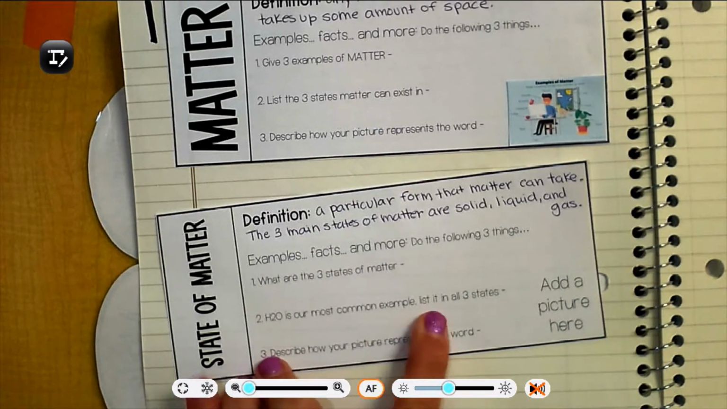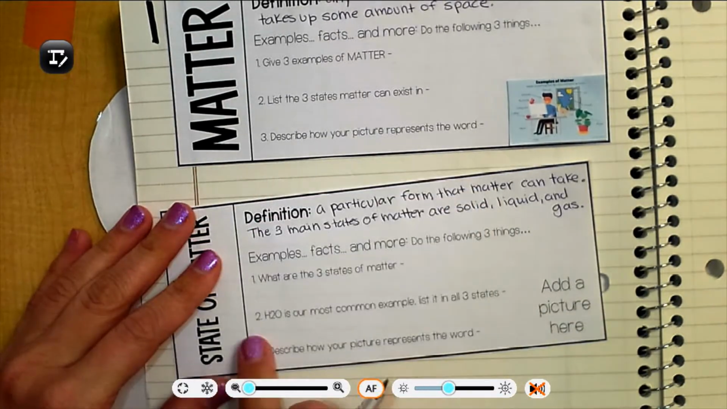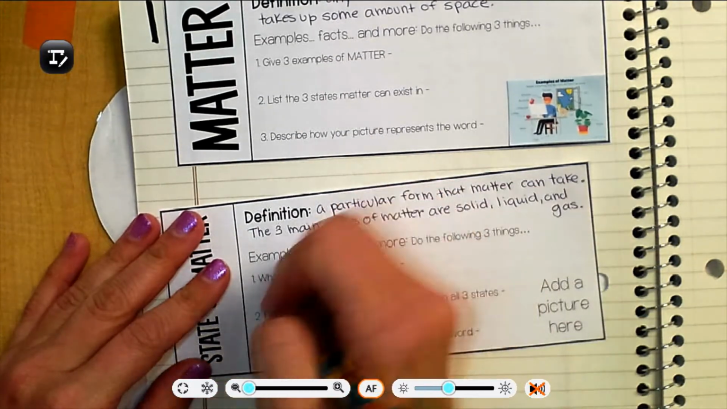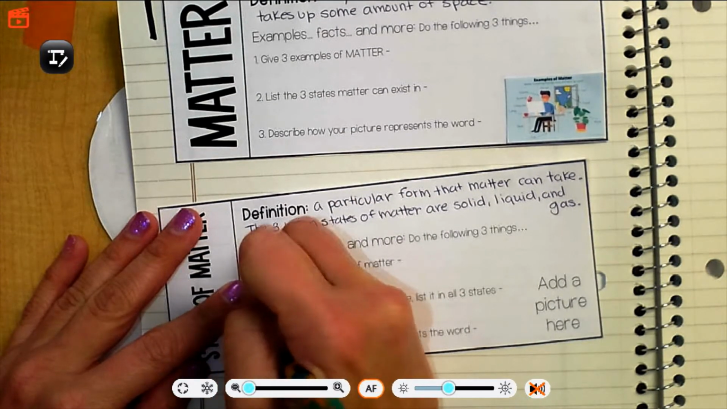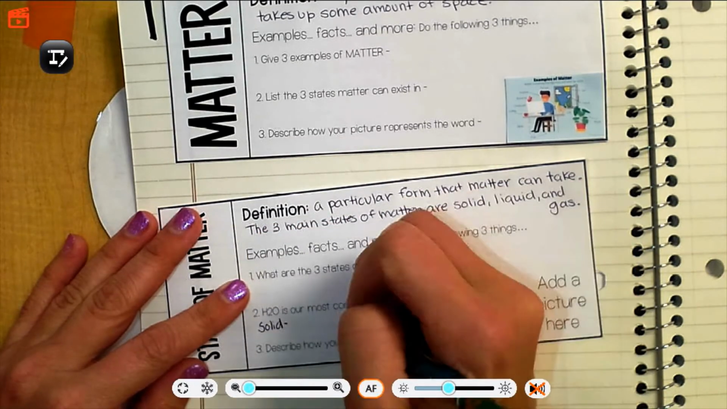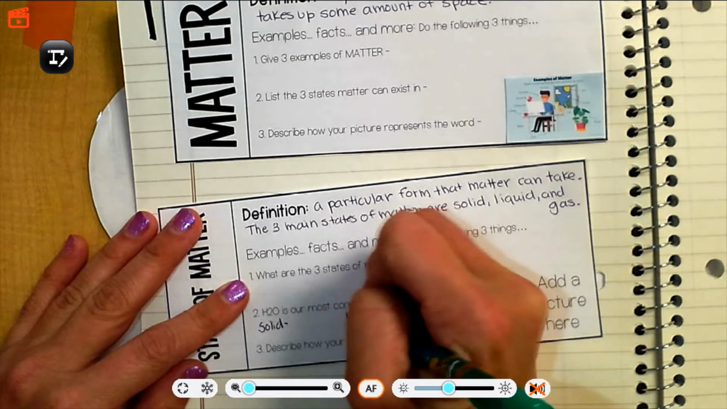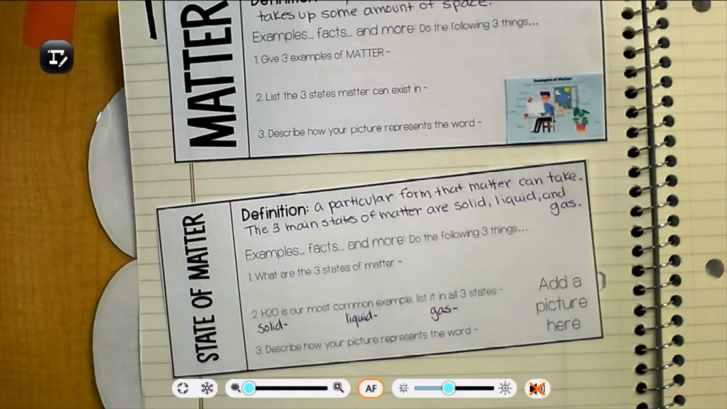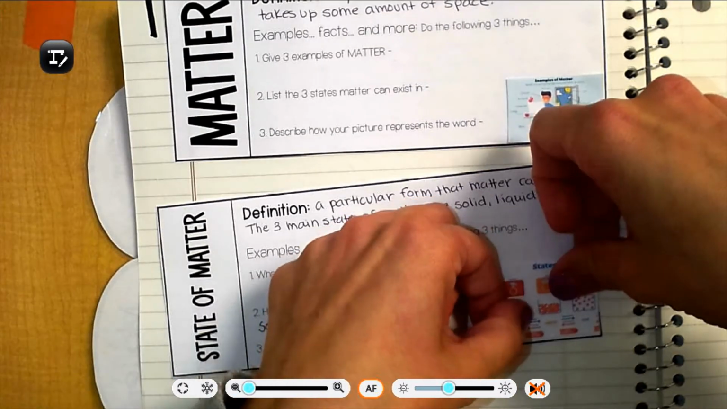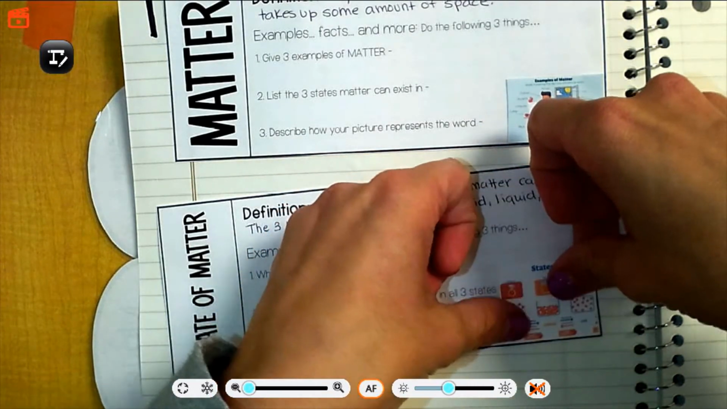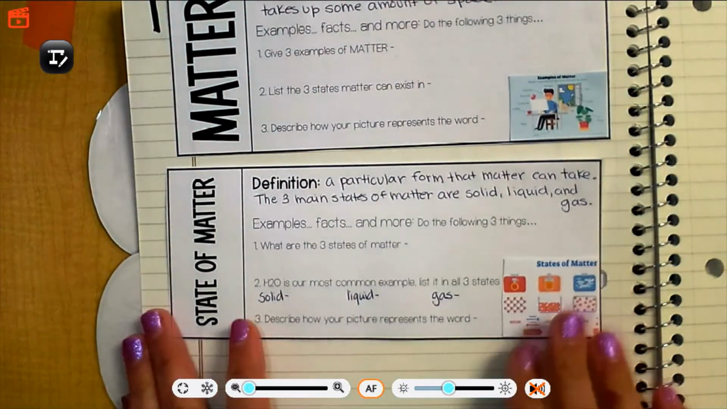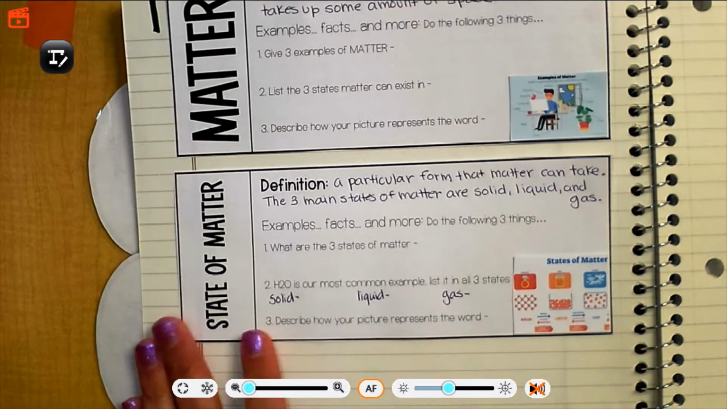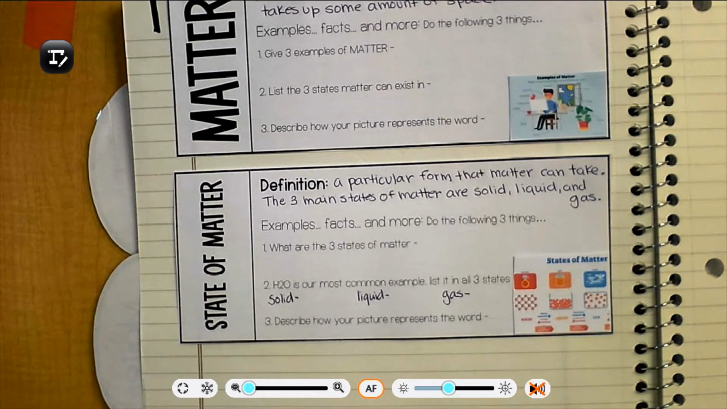H2O is our most common example, listed in all 3 states. So we've talked about what H2O is. If you're not sure, Google it. So list what it is in solid form, what it is in liquid form, and what it is in gaseous form. That's how you say that. And the picture we're going to have for this one is this guy right here. So make sure that you've got the definition and you've answered all 3 of these questions, which you should be able to do on your own. We're going to glue that down right underneath this guy.